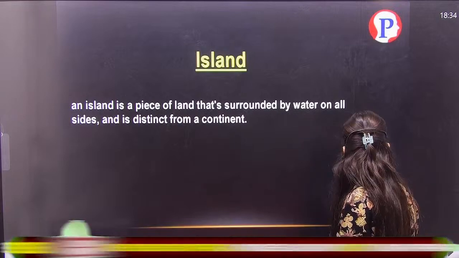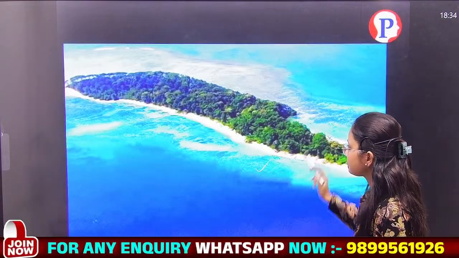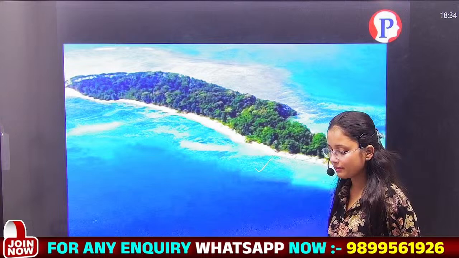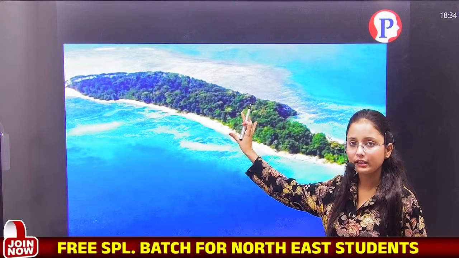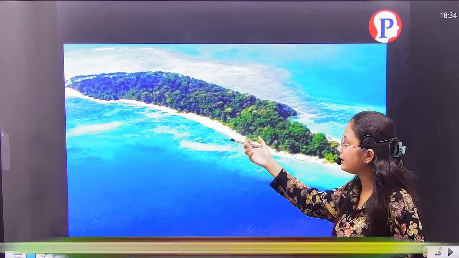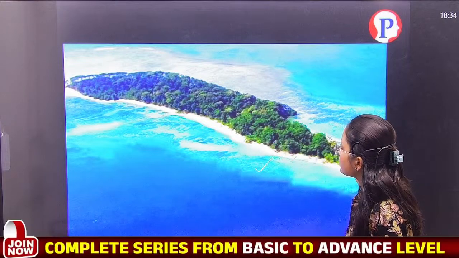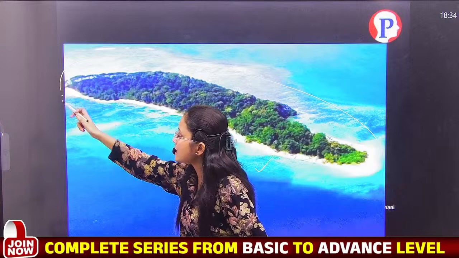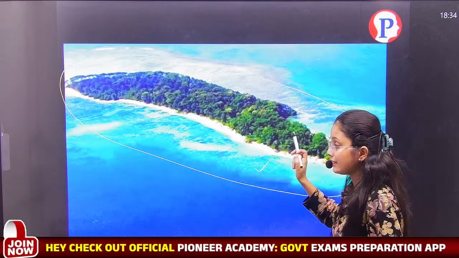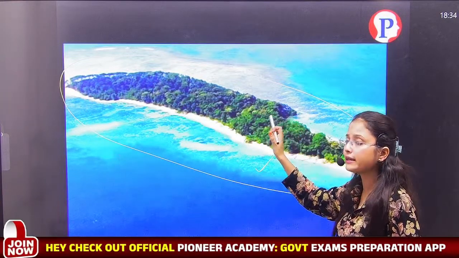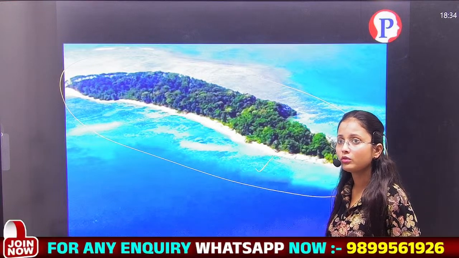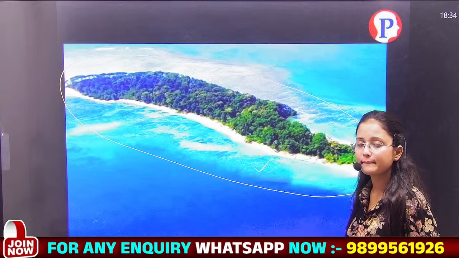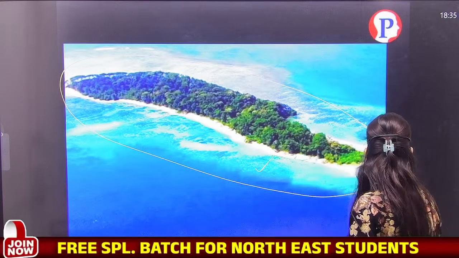Okay, so now please have a look here. This is an island. This is surrounded by water from all the sides. These are all the sides of this island, and it is not connected to any continent. You can see here right now. Okay, so this is an island.